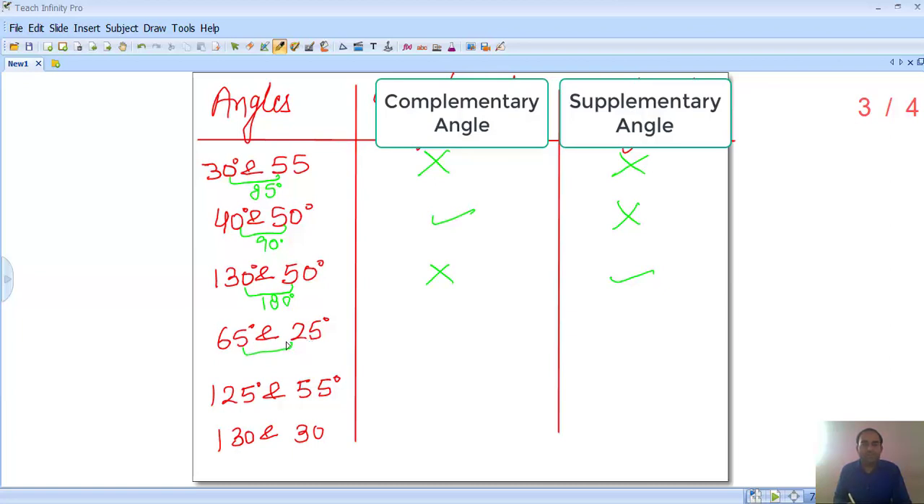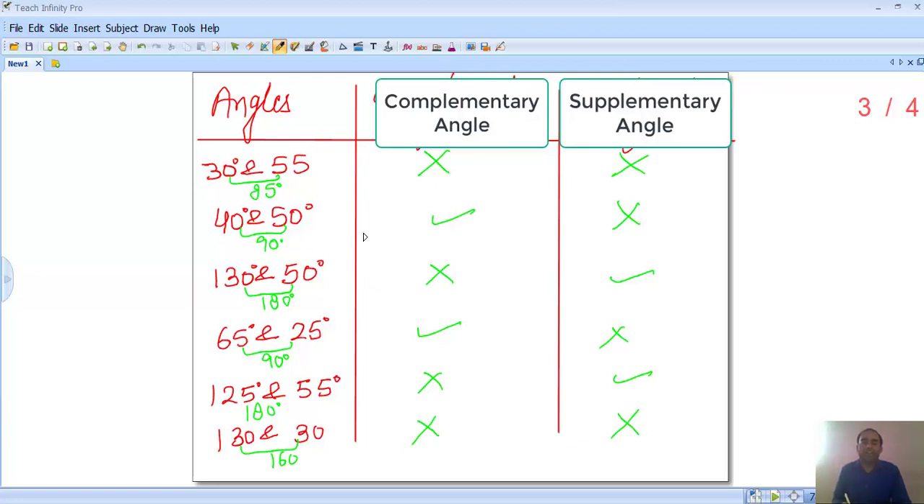Now add this, that is 90 degrees. So these two angles are complementary angles. Now add these 125 and 55, 180 degrees. That means these are not complementary, these are supplementary angles. 130 and 30, 160. So this is neither complementary nor supplementary.